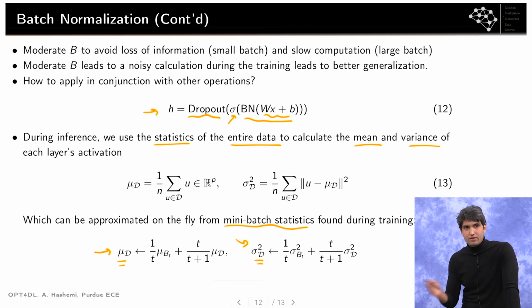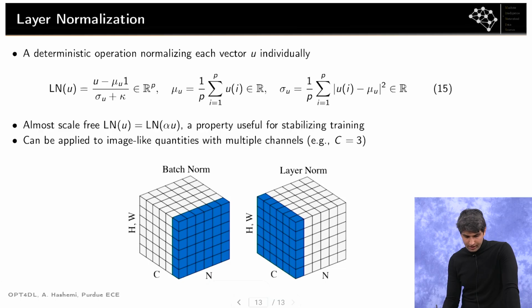Again, the idea is that we are performing some sort of normalization over a batch of vectors. Layer normalization, on the other hand, normalizes each vector individually. And that's a deterministic operation. It doesn't depend on any statistics. It doesn't depend on the specific batch, which is typically chosen at random. So how do we do this? Again, it's a normalization. We subtract the mean and then we divide by standard deviation.